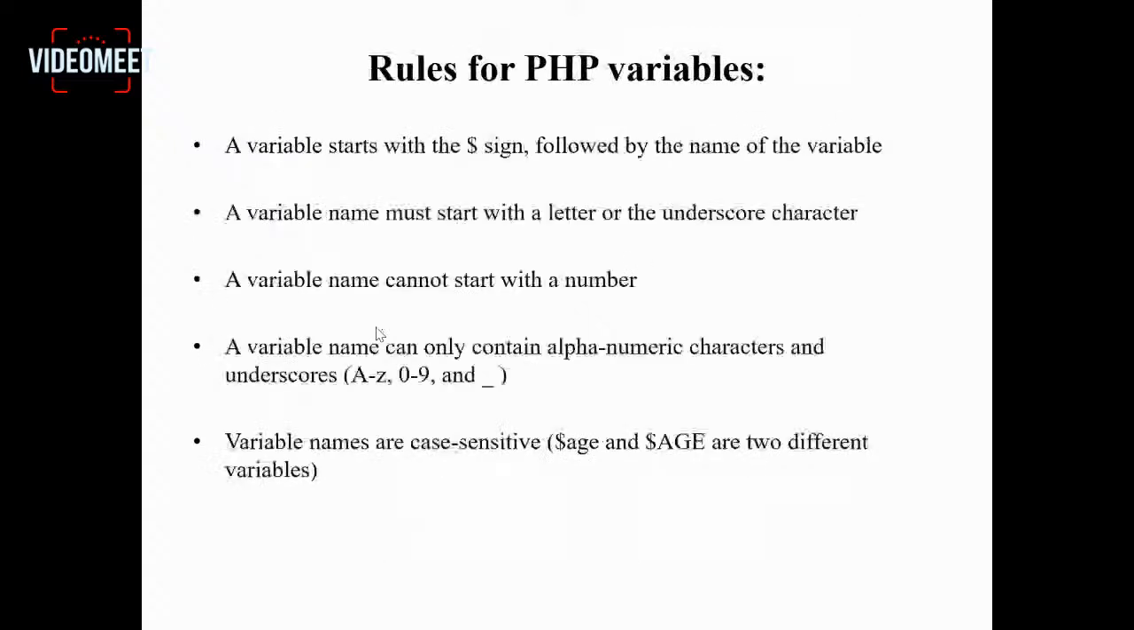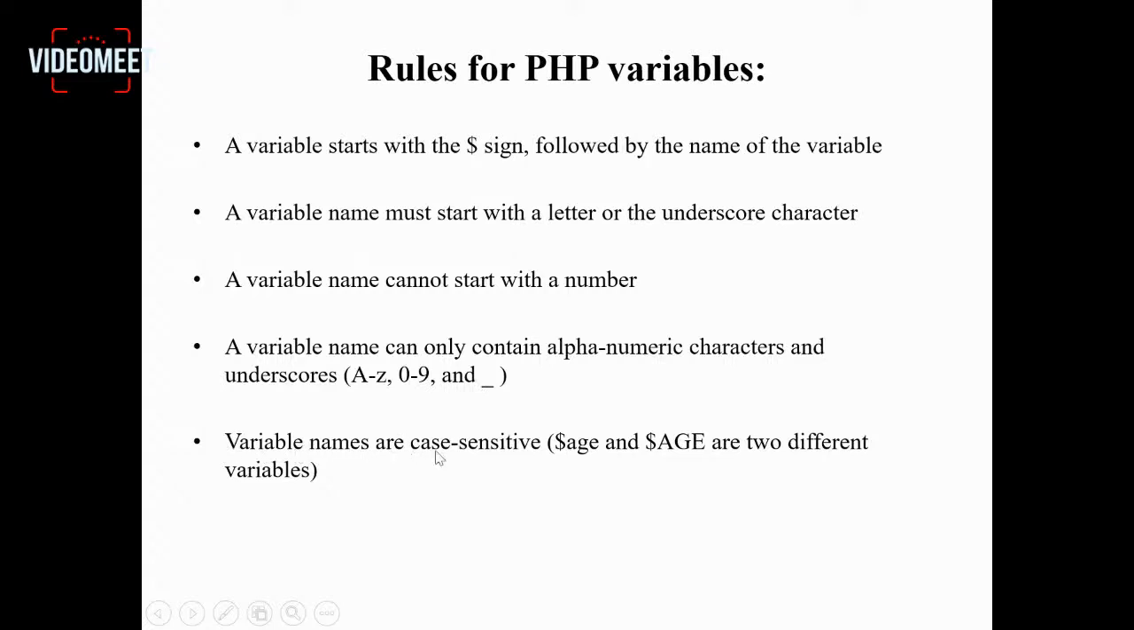And you need to follow some rules when creating variables in PHP. A variable will always start with a dollar sign, as I already mentioned, followed by the name of the variable. A variable name must start with a letter or the underscore character. You cannot use a digit. It has to start with an alphabet letter from A to Z, any case, or you can also use an underscore at the beginning. A variable name cannot start with a number. A variable name can only contain alphanumeric characters and underscore. That means A to Z uppercase and lowercase letters, 0 to 9 digits, and the underscore symbol can be there. No other symbols can be used in the name of your variable.